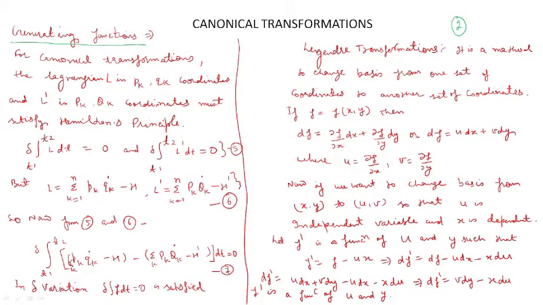Now we will discuss the generating function. For canonical transformation, the Lagrangian L is a function of small qk and pk. Similarly, L dash is a function of capital Qk and capital Pk in the new set of coordinates. Now these must satisfy Hamilton's principle. In the old set of coordinates, we can write delta integral t1 to t2 L dt is equal to 0, and delta integral t1 to t2 L dash dt is equal to 0, where this variation is in the new set of coordinates and that variation is in the old set of coordinates.